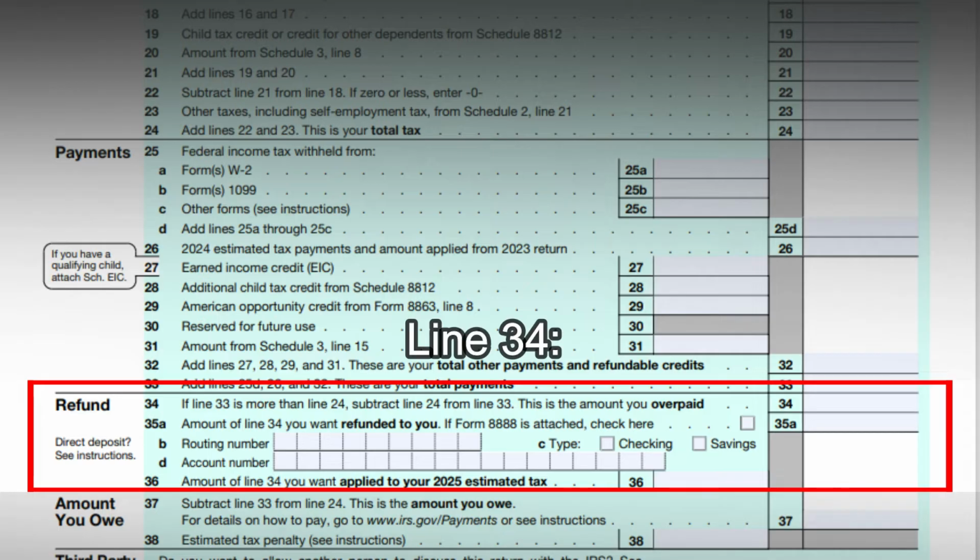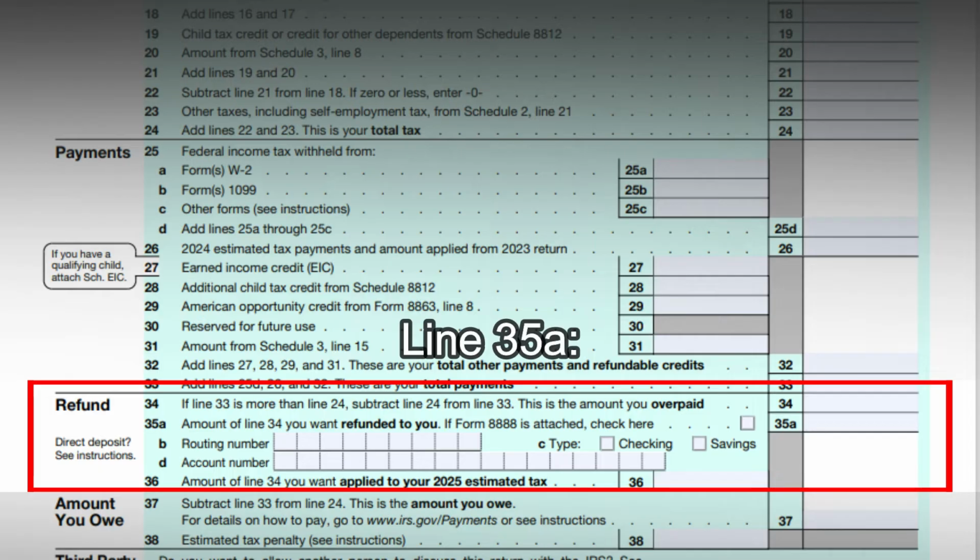Line 34, this is where you calculate your overpayment. If your total payments from line 33 are greater than your total tax from line 24, you'll subtract line 24 from line 33. The result is the amount you overpaid, which will either be refunded to you or applied to your next year's taxes.